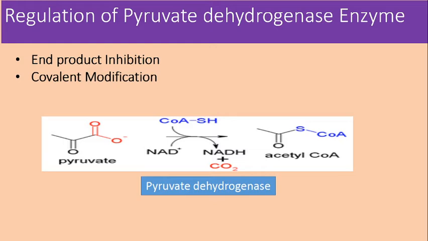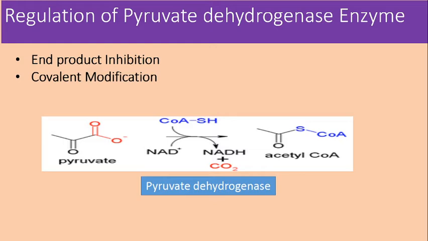So pyruvate dehydrogenase is inhibited by its products. End product inhibition means the enzyme will be inhibited by its product. The products here are acetyl CoA and NADH. So this enzyme pyruvate dehydrogenase complex will be inhibited by the end product, that is a feedback inhibition. It will be inhibited by the same end products, acetyl CoA and NADH.